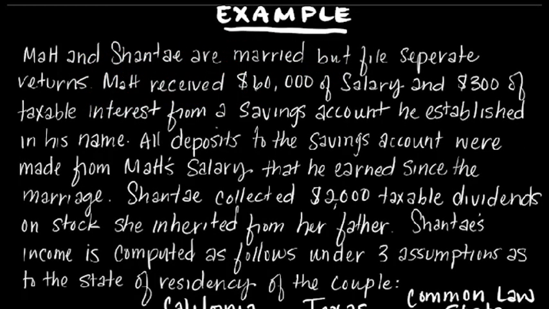Matt and Shantae are married, but file separate returns. Matt received $60,000 of salary and $300 of taxable interest from a savings account he established in his name. All deposits to the savings account were made from Matt's salary that he earned since the marriage. Shantae collected $2,000 of taxable dividends on stock she inherited from her father. Shantae's income is computed as follows under 3 assumptions as to the state of residency of the couple.